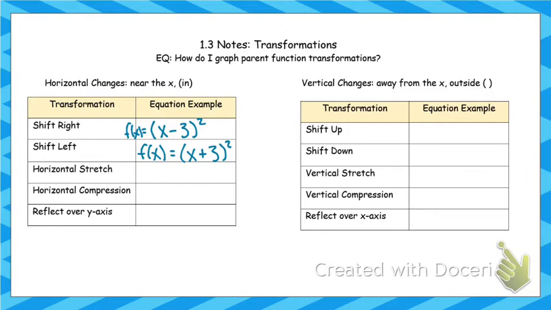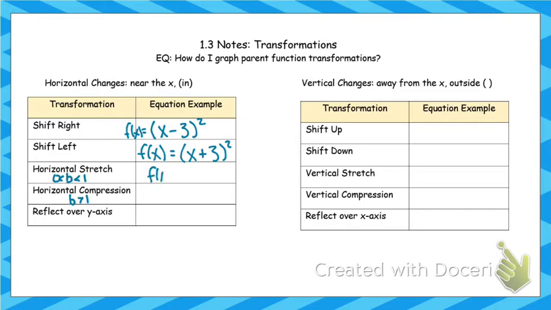Now, the horizontal stretch or compression, if you were in on level, you might not have seen this last year. But a horizontal stretch or compression is going to also occur inside the parentheses. But these are also backwards from what you would think it would be. The bigger number is actually going to be a compression, and a smaller number is going to be a stretch. So if that number, we'll call it b, is in between 0 and 1, it's going to be a stretch. If it's greater than 1, it's going to be a compression.